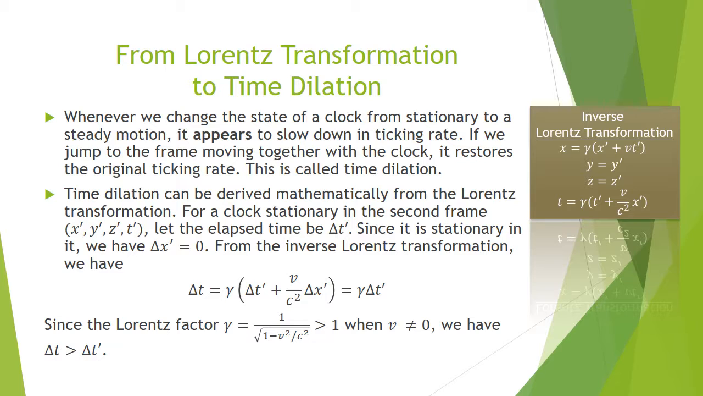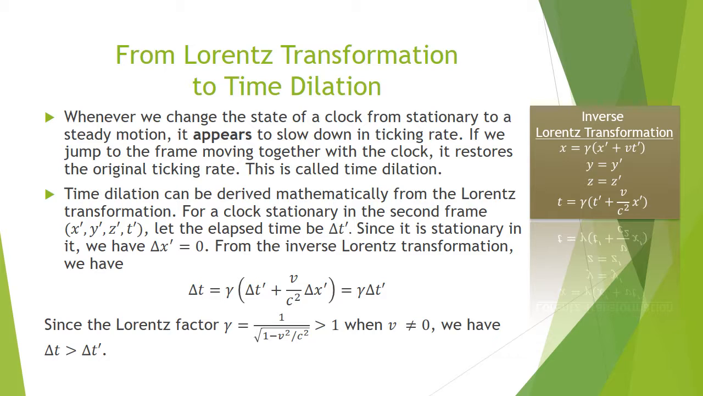Whenever we change the state of a clock from stationary to a steady motion, it appears to slow down in ticking rate. If we jump to the frame moving together with the clock, it restores the original ticking rate. This is called time dilation. Time dilation can be derived mathematically from the Lorentz transformation.